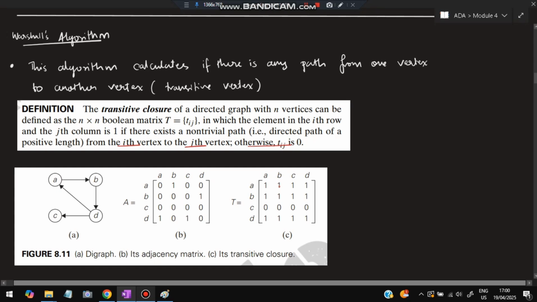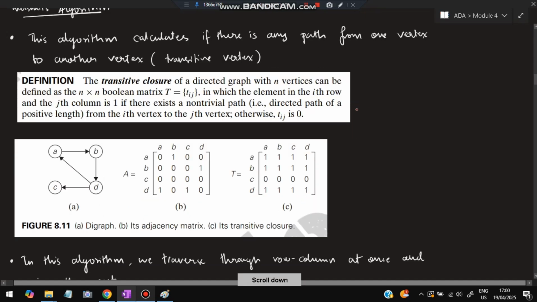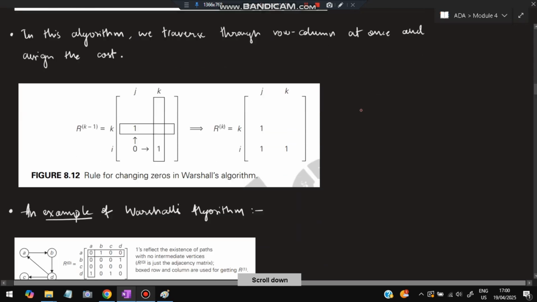So we are calculating this matrix if there is a path from A to D, whether indirect or direct. If we have a path, we will be writing 1, else it will be 0. That is called the transitive closure. Okay, now let's take an example.